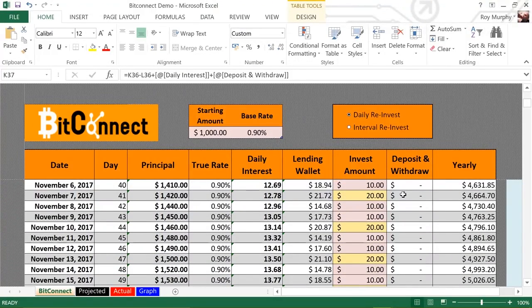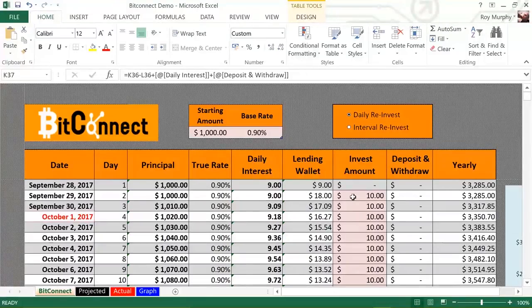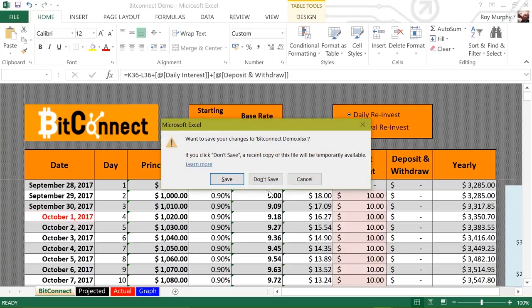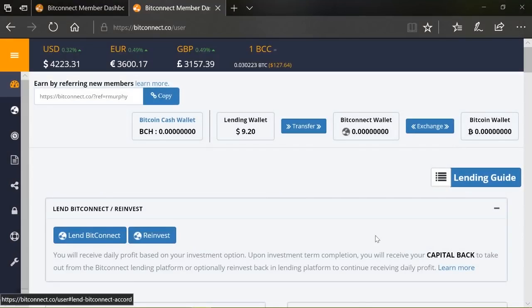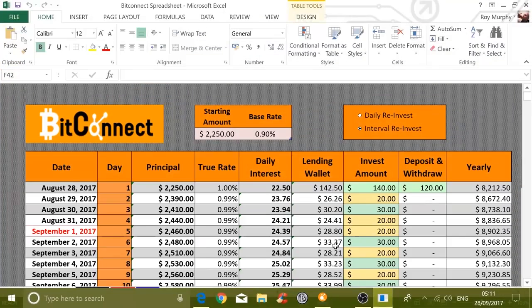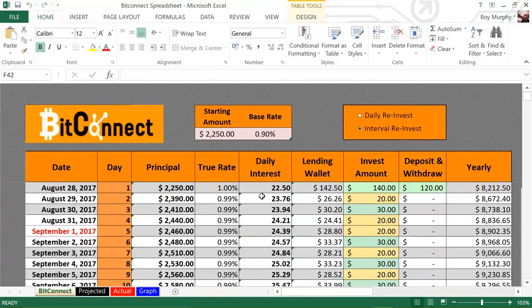So this is really good for playing around with withdrawing and depositing more money, so you can actually cash in and cash out during the system without messing up your calculator. So it's all well and good looking at something like this. Let's get rid of this and let's actually look at my personal one. This is just a template. So let's go to my active Bitconnect calculator.